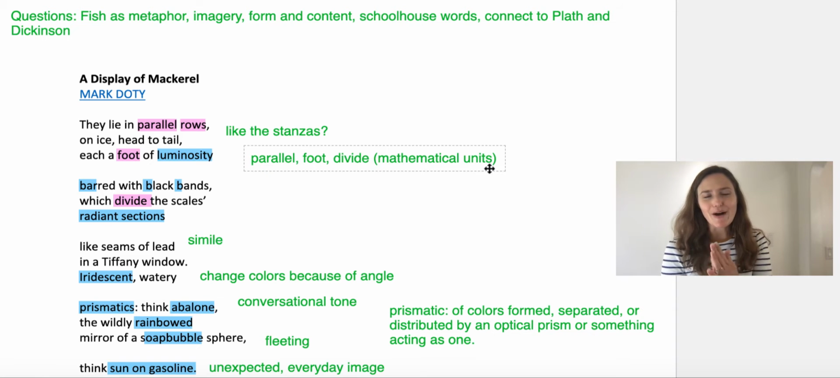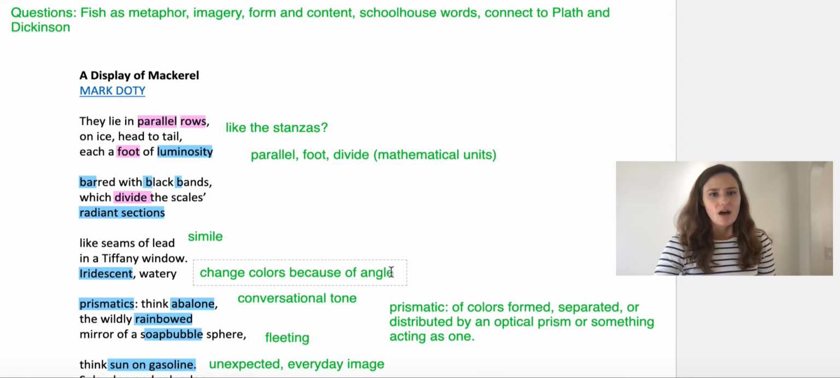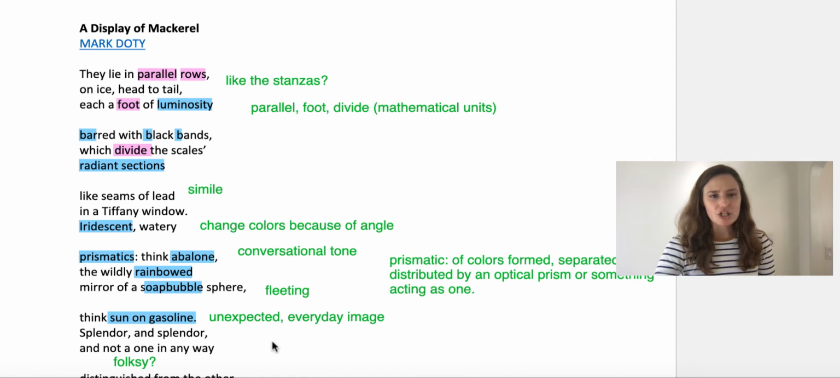Abalone shell, of course, you know what an abalone shell looks like on the inside and how it has that prismatic quality. I think what's noteworthy about some of these images is that some of them are pretty permanent, right? Like a Tiffany window, that's pretty permanent and something precious that you would see in a beautiful house or even a church. But soap bubble sphere, to me, makes me think of something that's fleeting, that's impermanent, that's only a bubble for a couple of seconds before it pops. So something fleeting. And the same thing with sun on gasoline. It's something that you see for a moment, but then you look again and you don't quite see that iridescent shimmer. So I think this idea of something temporary is going to be important when we get to the end of the poem.